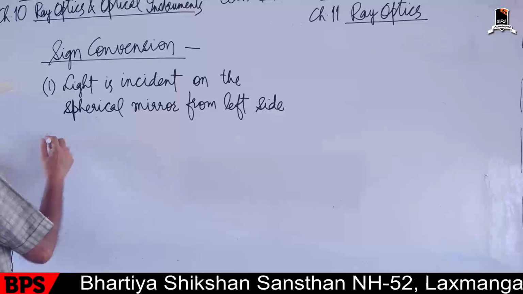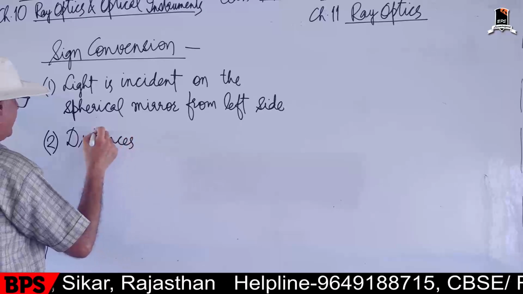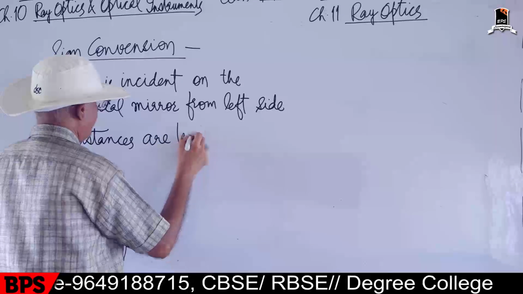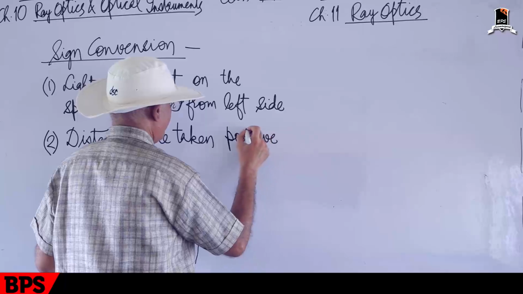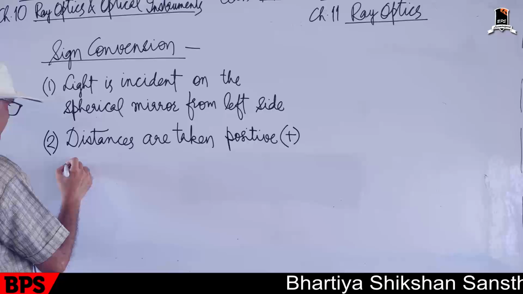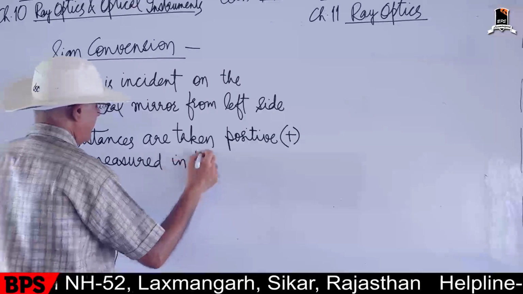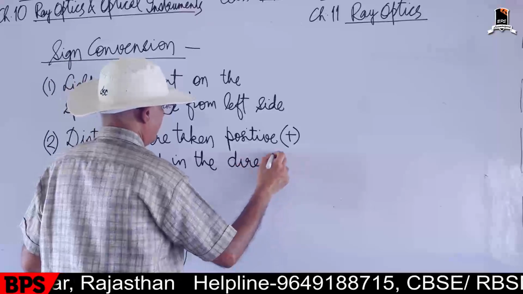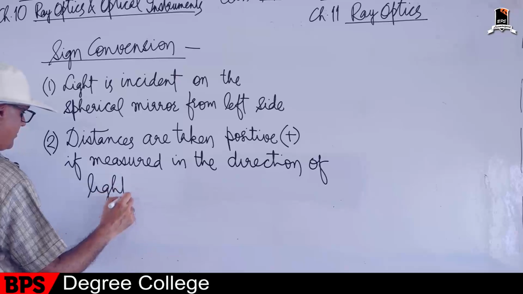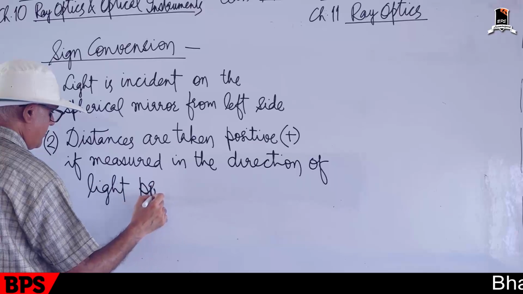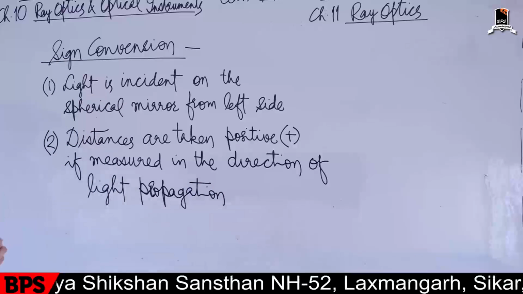So, number 2, distances are taken positive if measured in the direction of light propagation. These distances are always positive.